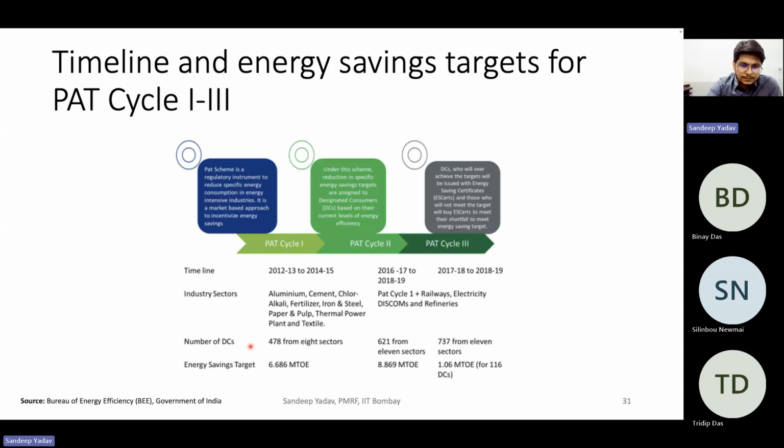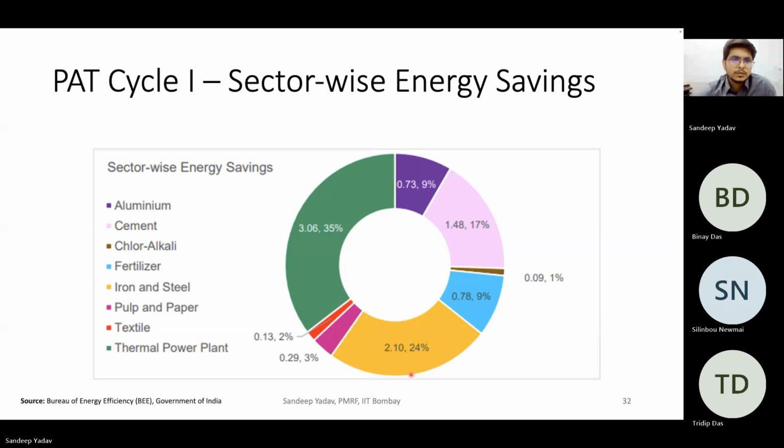The number of designated consumers in these sectors is increasing year by year, and the energy saving targets also. In PAT 1, the energy saving target was 6.86, and it increased to around 1.06 for the 160. So if you compare this, it would be a very high number.